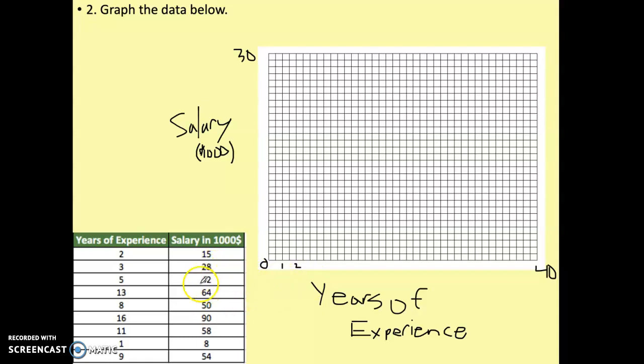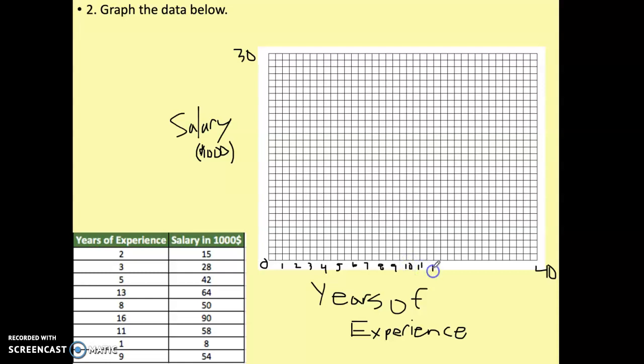My maximum years of experience is 16, which means I could go 1, 2, 3, 4, 5, 6, and get to 16 right here. So I'm going to skip 1 every time. Every 2 is going to be 1 year. So that'd be 2, 3, 4, 5. Don't make the same mistake I made last time, which is making it too small. 6, 7, 8, 9, 10.